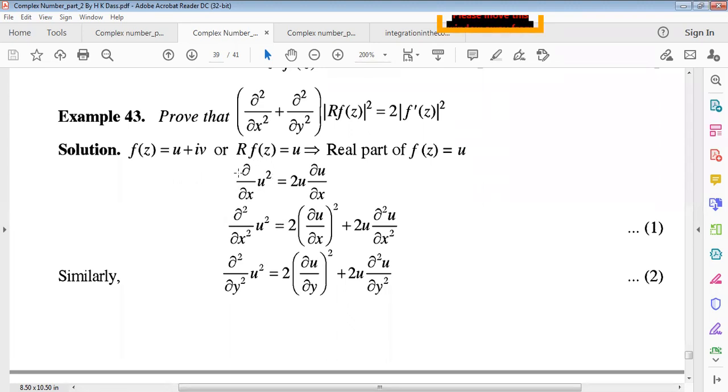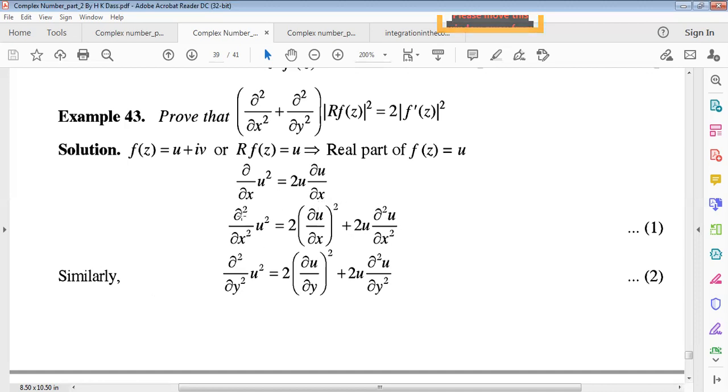And again differentiation with respect to x, double differentiation, ∂²/∂x² of u square, is 2 into the product rule: u into differentiation of ∂u/∂x plus ∂u/∂x into differentiation of u. Okay, the UV process, because it is a multiplication of two functions, so you have to apply the product rule of differentiation. So u into ∂u/∂x differentiation gives ∂²u/∂x², and u differentiation gives ∂u/∂x, another ∂u/∂x. So this will be ∂u/∂x whole square plus twice u into ∂²u/∂x².